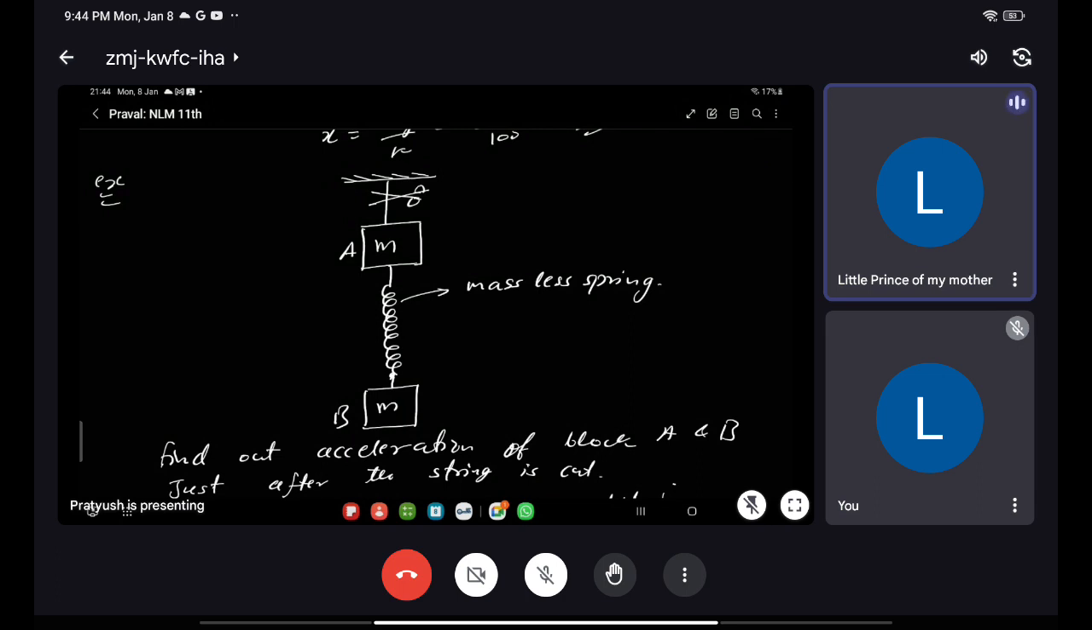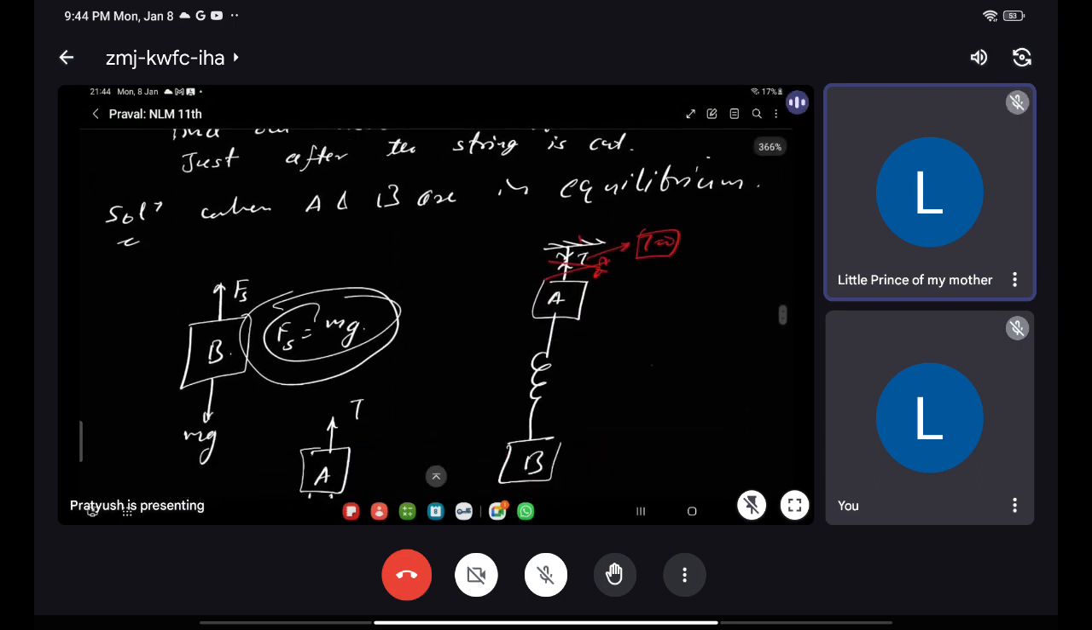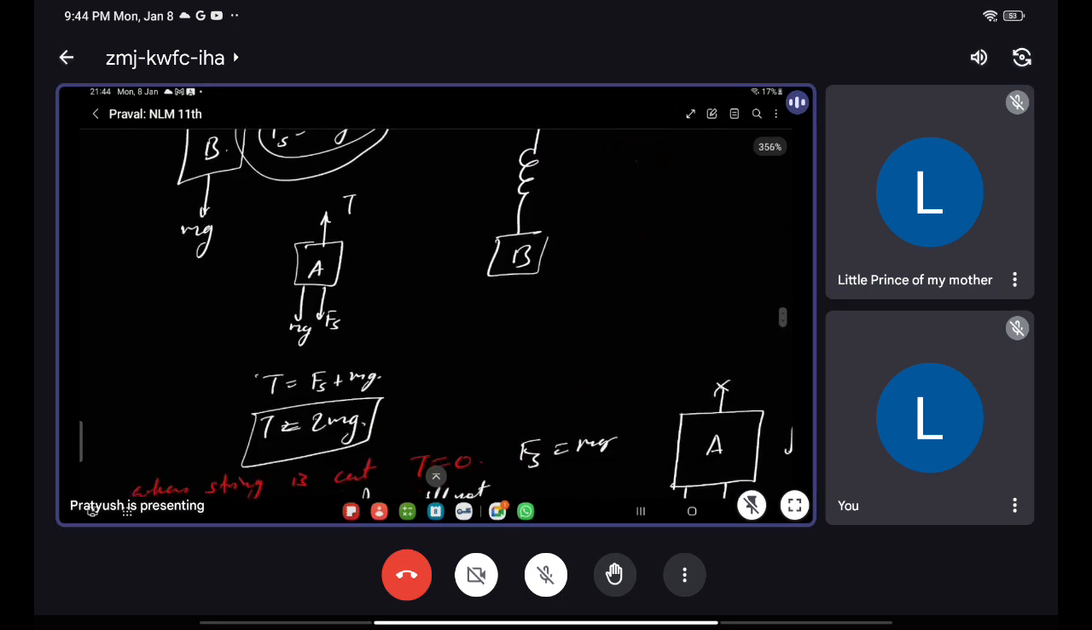Sir, acceleration of B will be 0 now. A will be 2g downward, sir. A will be 2g downward.